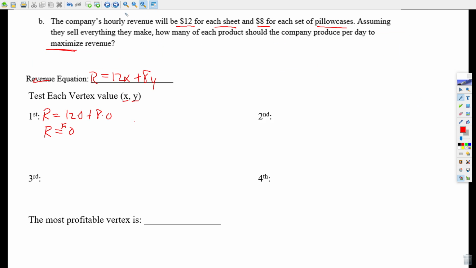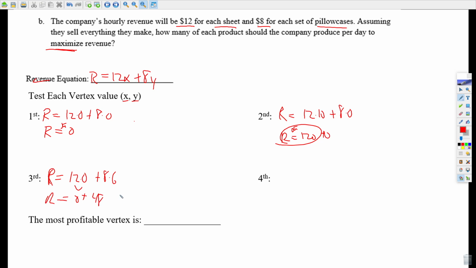The next one we'll do is 10, 0. So that would be R equals 12 times 10 plus 8 times 0. That would give you $120 plus 0. So that's all that would be. So we're making some profit. That's if we just did all bed sheets. Third one, 0, 6. R equals 12 times 0 plus 8 times 6. That would be 0 plus 48. So the revenue there is only 48.